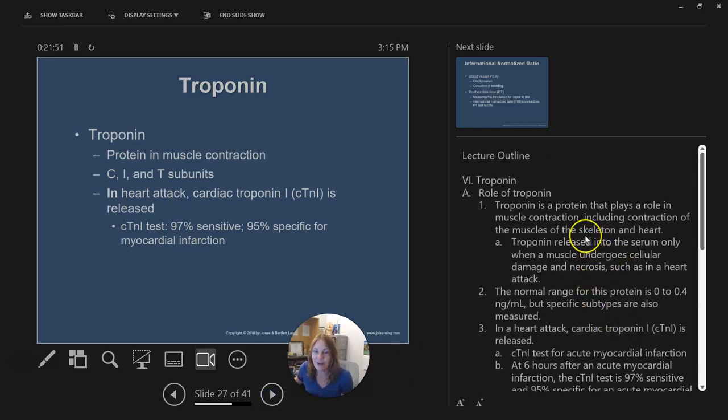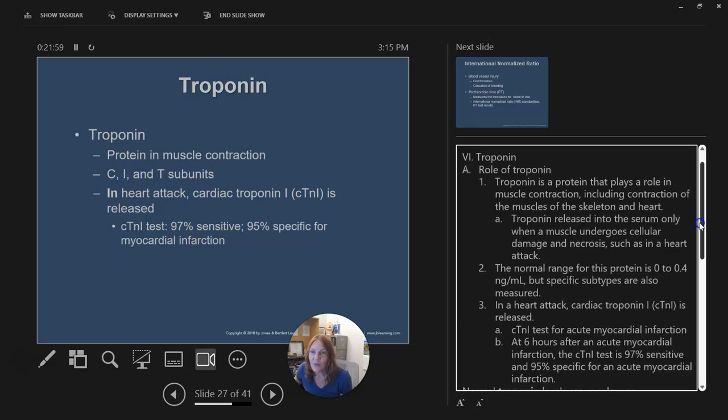Troponin is another one we should all know. I know y'all are familiar with the word, maybe not the values, but it would be good to get familiar with troponin levels. So troponin is a protein that plays a role in muscle contraction, including contraction of our heart and our skeletal muscle as well. Troponin is released into the serum only when a muscle undergoes cellular damage and necrosis. So it is only released when it undergoes damage, such as a heart attack, an AMI. The normal range for this protein is 0 to 0.4, so it's okay to have a 0 troponin.